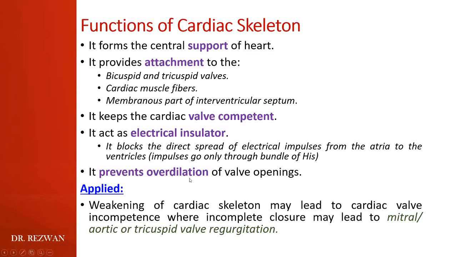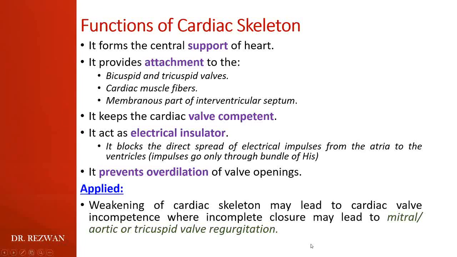It prevents overdilatation of the valve openings. Obviously when the blood is flowing through the valves, they tend to dilate, but it prevents the overdilatation. Now what about the applied anatomy of the cardiac skeleton? Weakening of the cardiac skeleton may lead to cardiac valve incompetence, where this incompetent closure may lead to mitral, aortic or tricuspid valve regurgitation.